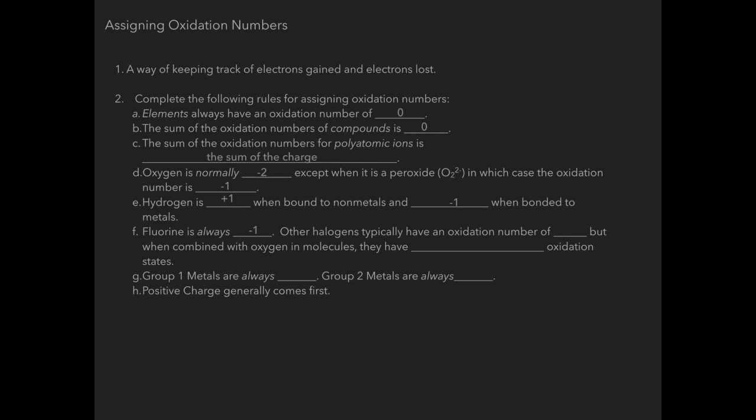Fluorine is always -1, and while halogens tend to have an oxidation number of -1, they can actually have variable oxidation states. Group 1 metals always have a +1, and group 2 metals always have a +2 oxidation number. And positive charge generally comes before the negative charge. So keeping all of this in mind, if you see oxygen, normally -2 for the most part. Hydrogen normally +1 unless it's a hydride. Fluorine always -1. Other halogens you can't 100% of the time tell, but they tend to be -1. Group 1 metals +1, group 2 metals +2 oxidation number.